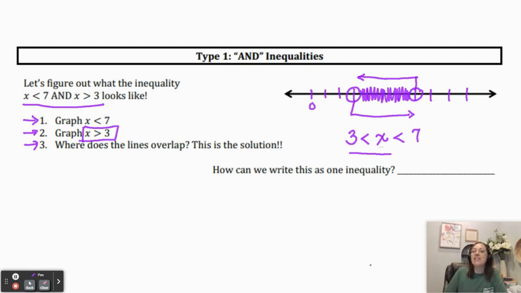Okay. Now, if I look at the second inequality, I see the alligator mouth is opening to the 7, right? And so we can look at this inequality and we see that it is where the alligator mouth is opening to the 7. So I know this is my solution with my and inequality. I can write that as one inequality. All right. Let's take another example.